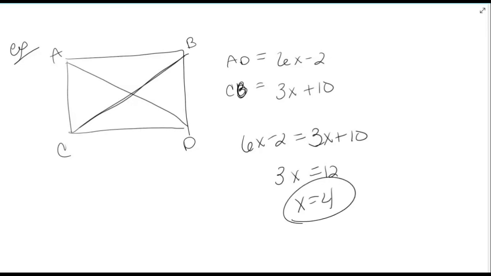Now be careful, maybe they'll have you solve for x, or maybe they'll have you solve for the diagonal. So if you need the diagonal, you need to plug it back in. So you'd have 6 times 4 minus 2, which is 22. And of course, CB also has to be 22. You should be able to plug it in and make it work, but we know that the diagonals are congruent. So once you have one, you can just fill in the other if you need to.